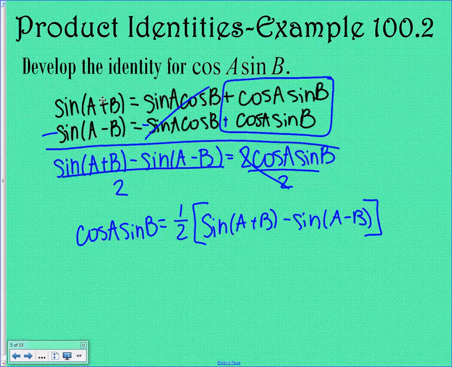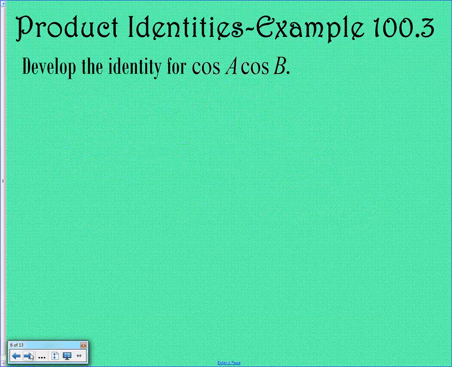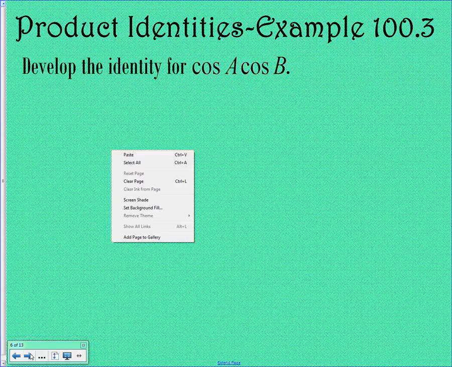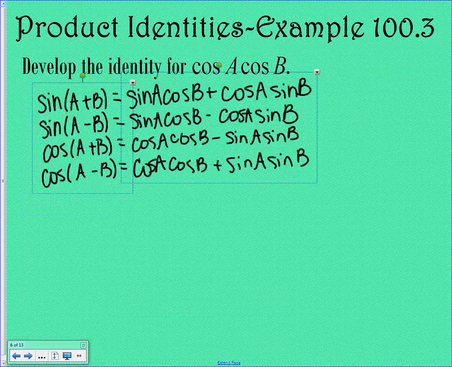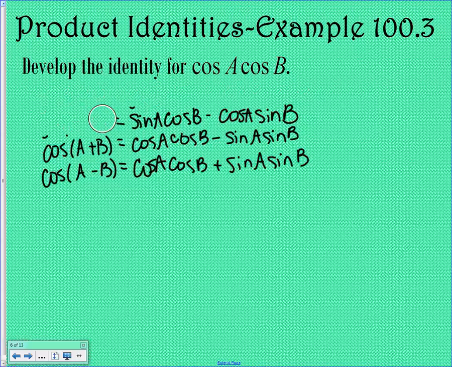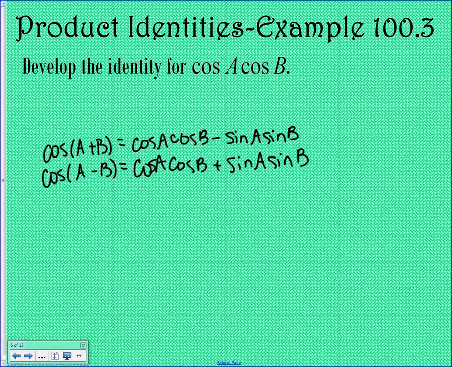Okay, now we're going to look at the development for the cosine of a, the cosine of b. So again, we're going to write down these 4, or you can just look in your notes, and then the 2 that we want to use are going to be the bottom 2. So we're going to erase the top 2, because we are looking for the cosine of a, cosine of b, which is right here.